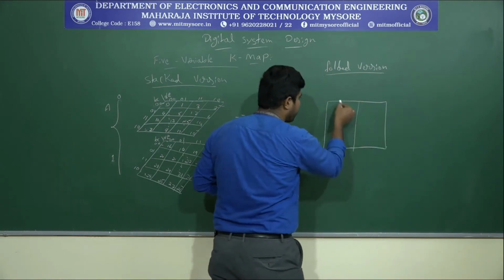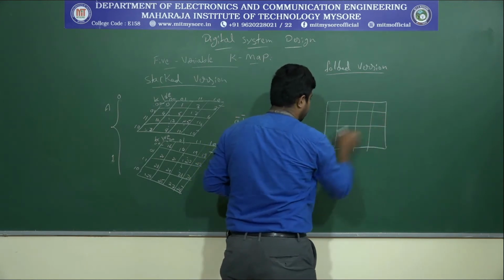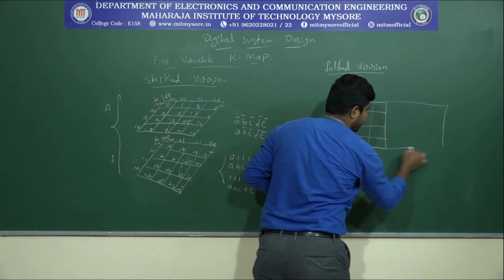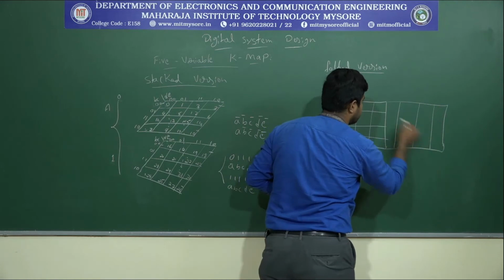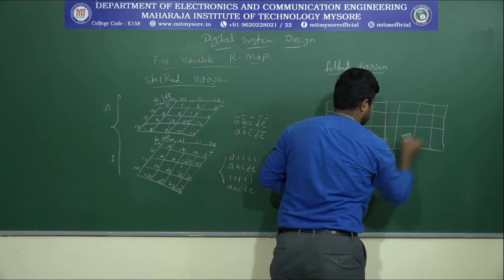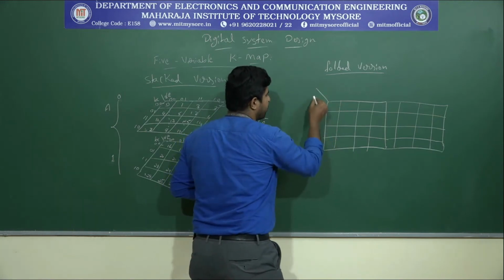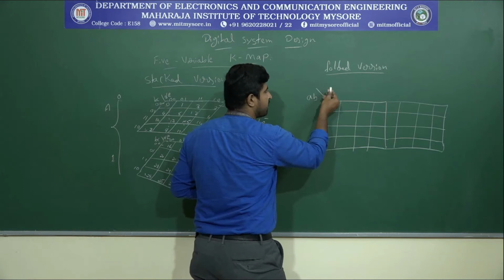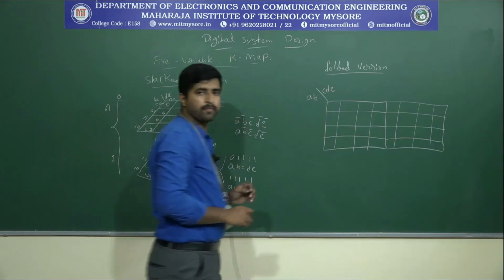So this is a 4 variable K map, and again we are going to write one more 4 variable K map, or 16 cells, here. So the variables will be A, B, C, D, E, 5 variables. Here we will take A, B. Next, the remaining variables C, D, E will be right here.